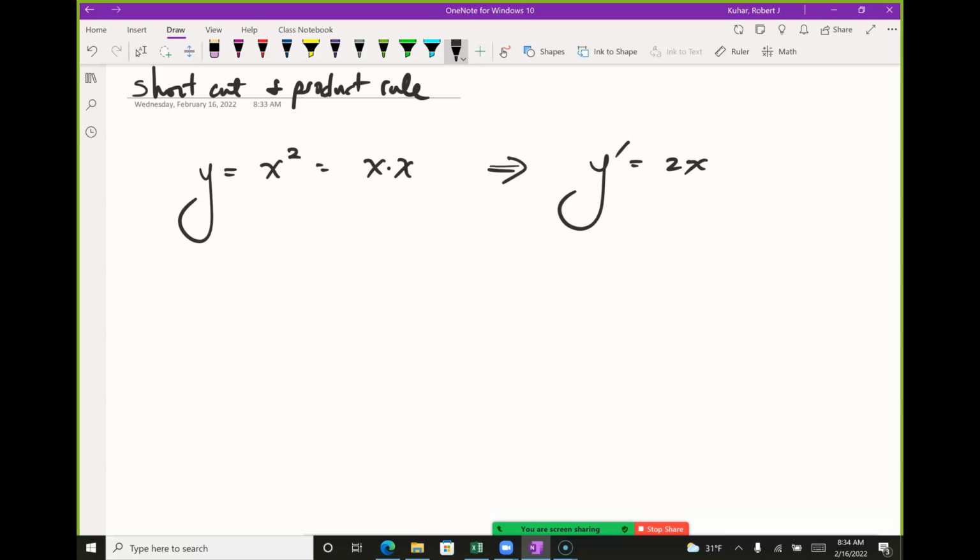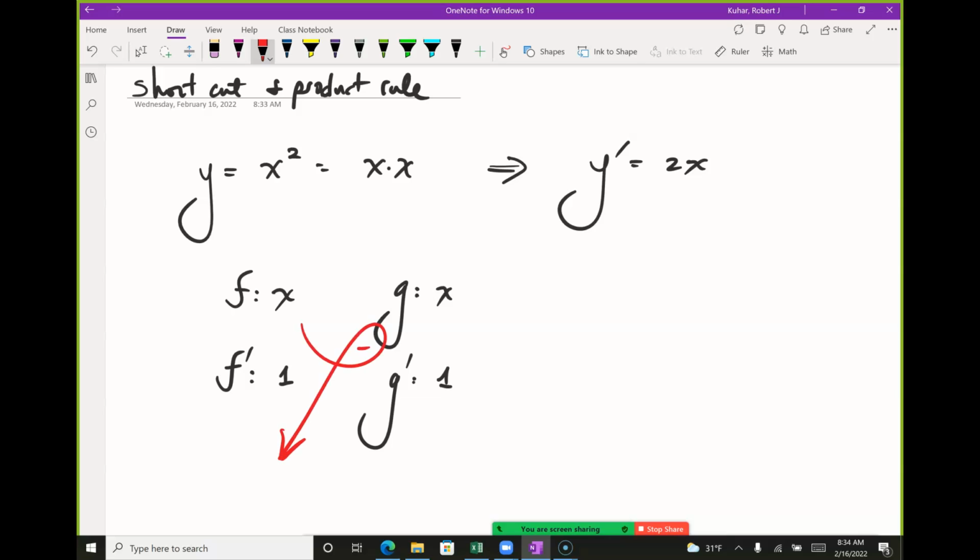So now with the product rule, my first function in the product is x. And what's the derivative of x? 1. Good. The second function in my product is x. The derivative again is 1. And I'm looking at this loop, right? So I get for y prime, x times 1 plus an x times 1, which is obviously 2x. Check. Easy, right?